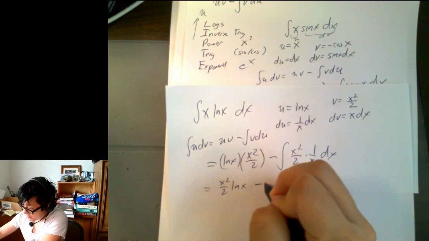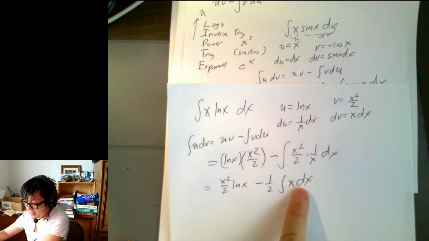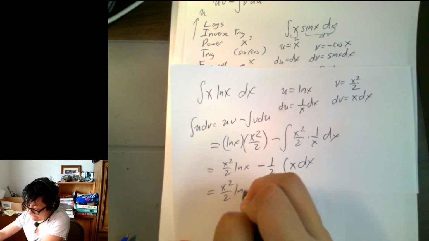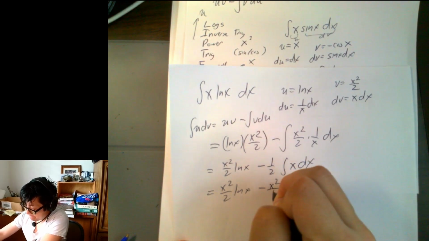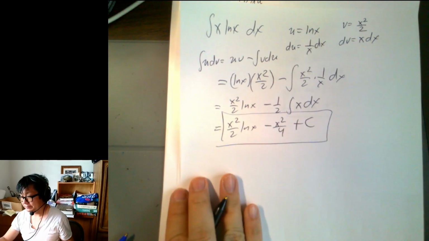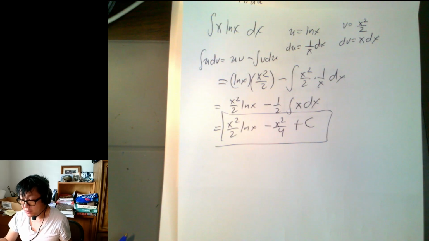So this is minus the integral of 1/2 x dx. So now this is fairly easy to do. And that's that. Okay, so where can this go wrong?